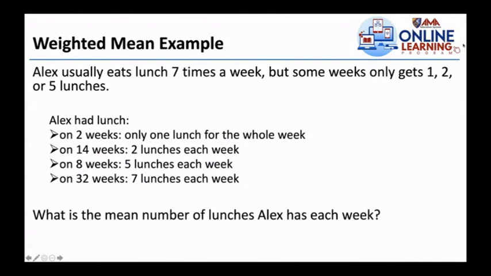Weighted mean example. Alex usually eats lunch 7 times a week, but some weeks only gets 1, 2, or 5 lunches. Alex had lunch probably on 2 weeks.